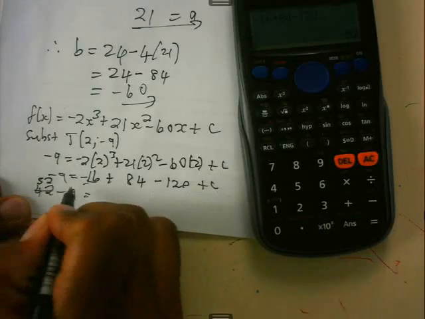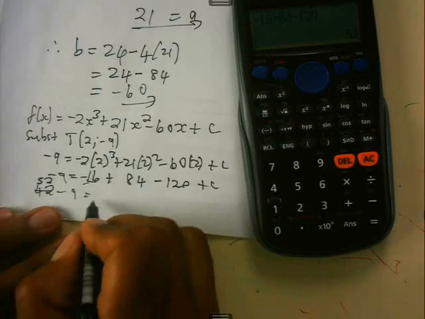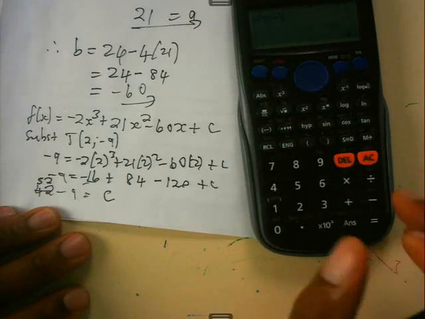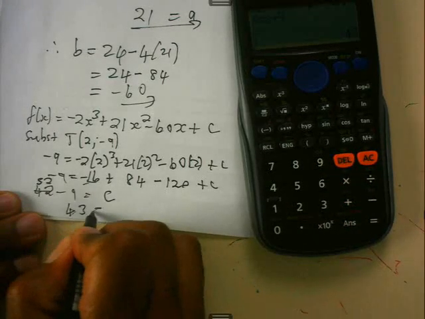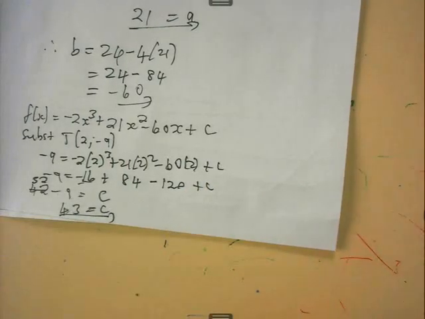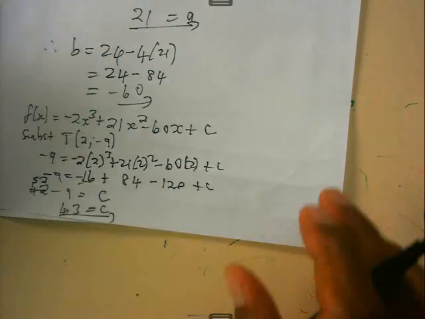Then we have 52 minus 9 is equals to c. Then 52 minus 9, of course, the answer there is 43. Therefore, the value of c, you can see, is 43. Boys and girls, what is it that we have done here?